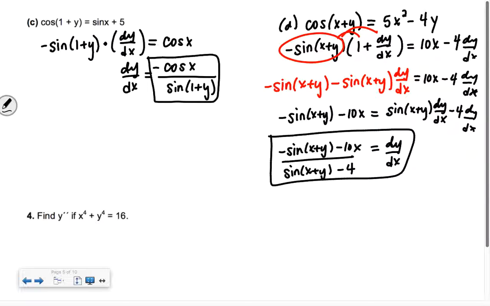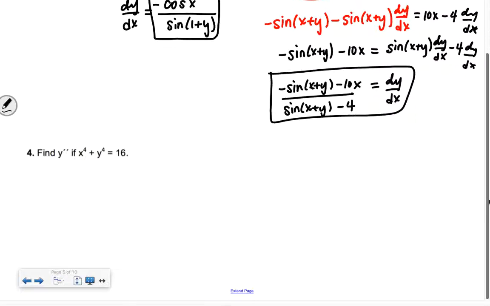All right, so the next one. Number 4 is a little bit different. It says find y double prime. All right, so that's the second derivative. Sometimes you might see this written as, it's a weird notation, d2y over dx squared. So the 2 on the top signifies the second derivative, right? d2, second derivative. And then the x squared on the bottom signifies the units.